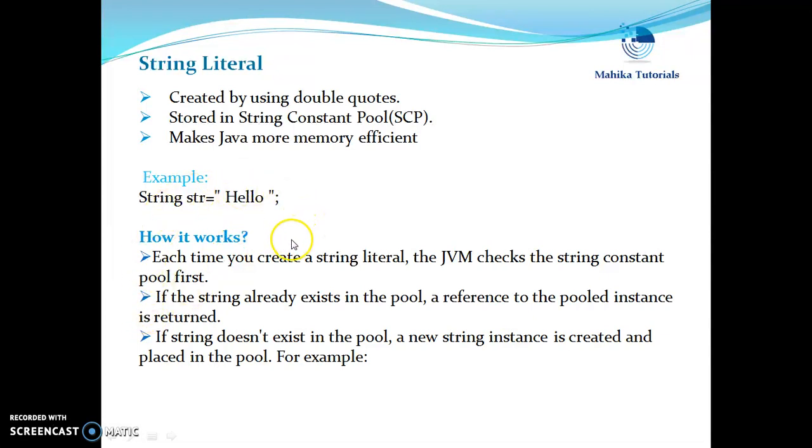Now how it works internally: each time when you create a string literal, the JVM checks the string constant pool first. If the string already exists in the pool, a reference to the pool instance is returned. If the string does not exist in the pool, a new string instance is created and placed in the pool. Let's take an example.